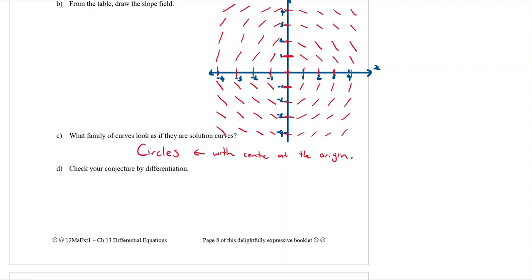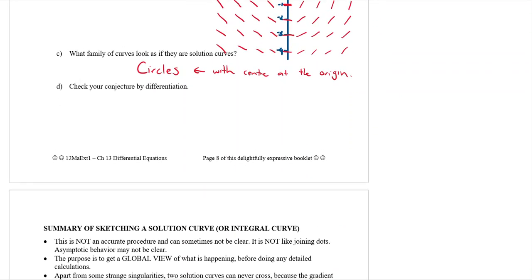Check your conjecture, because we've made a prediction here of what we think. We think it's a circle. Check this by differentiation. What is the equation of a circle with a center on the origin? Our general formula is x squared plus y squared equals r squared.